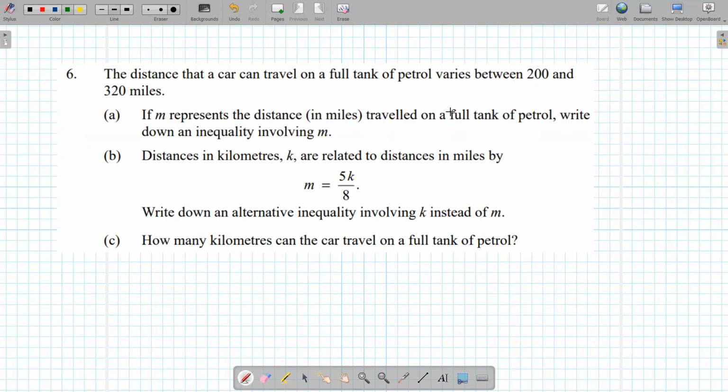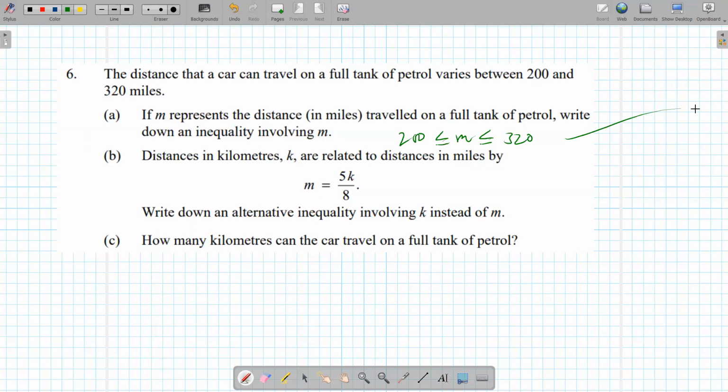One-step answer. Any ideas? It's very simple, right? m is the distance he can travel, and on a full tank, he can travel between 200 and 320, and that's it. One and done. Make sense?